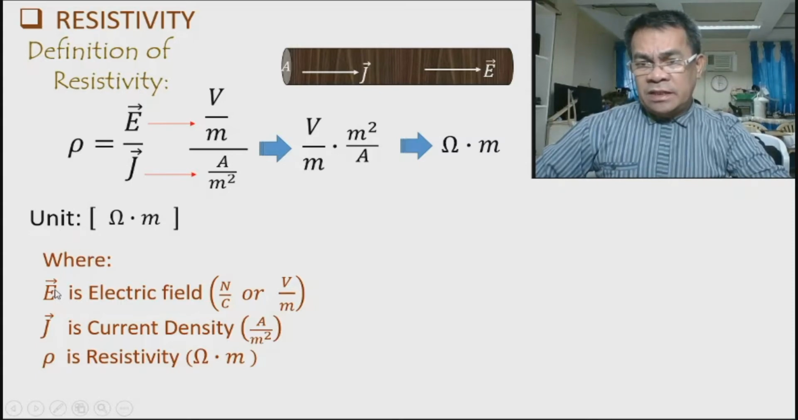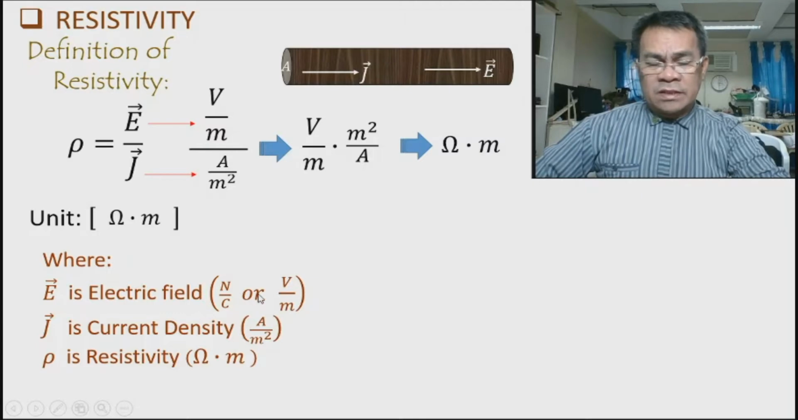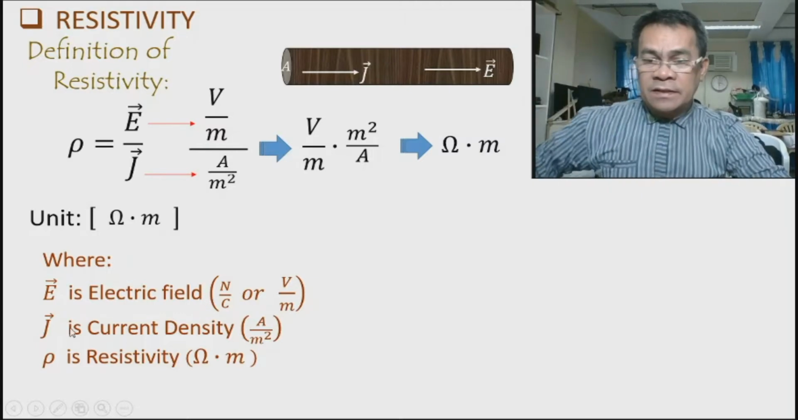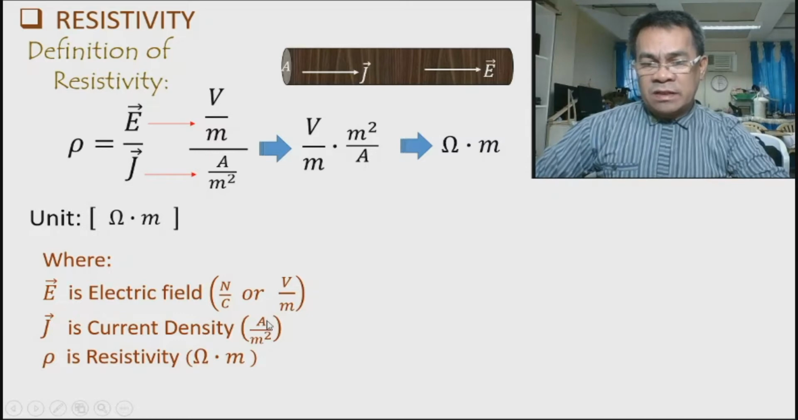Take note that E is electric field. The unit should be newton per coulomb, or volt per meter. There are two units of the electric field. Then J is the current density. The unit is ampere per meter squared, and the resistivity is ohm meter.